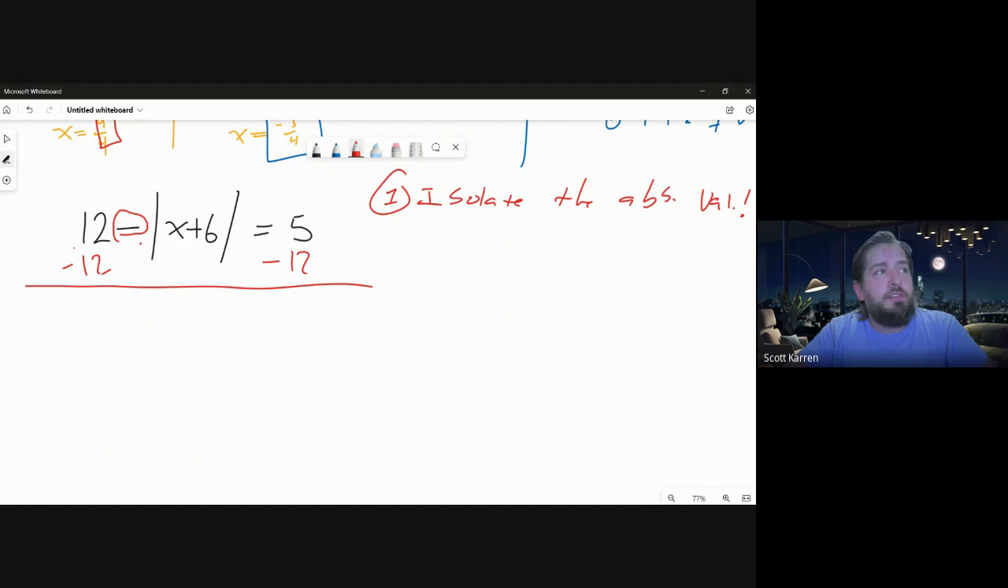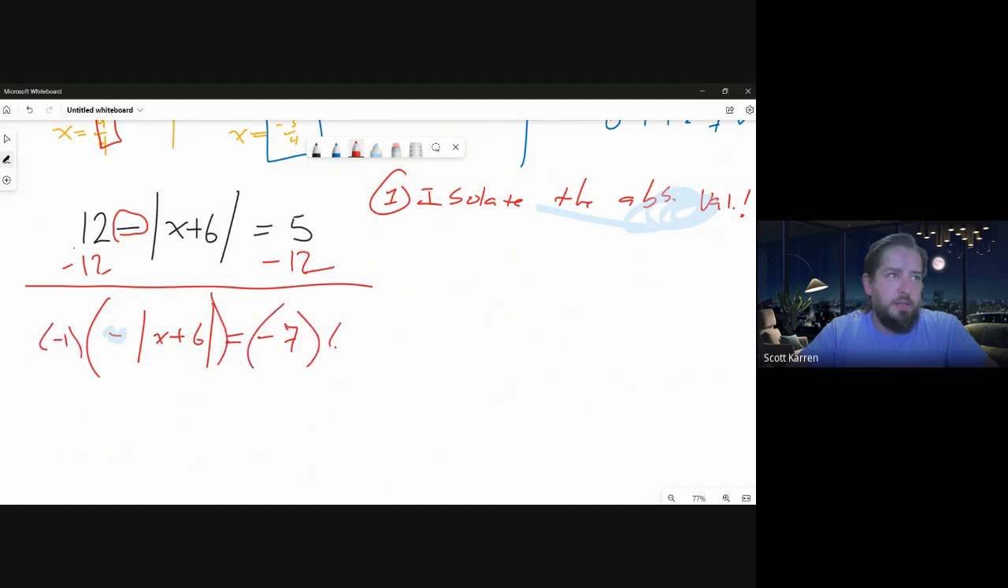All right. So we still have the negative there. So I have minus absolute value of x plus 6. And then on the right-hand side, 5 minus 12 is negative 7, right? I still want the absolute value completely isolated, right? And so I want this negative out of here. And so I'm going to multiply the left-hand side by negative 1, and I'm going to multiply the right-hand side by negative 1. The negative with the negative 1 cancels with the negative in front of the absolute value, and now I've completely isolated that absolute value.